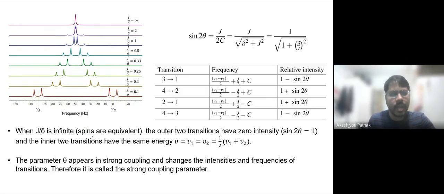Sine 45 degrees is equal to 1 by root of 1 plus delta square by J square. If you put the values in this equation, then you will get J by delta value equal to 1. Because J by delta becomes equal to 1, the coupling constant is nearly equal to the chemical shift. So this is the case of relatively strong coupling.